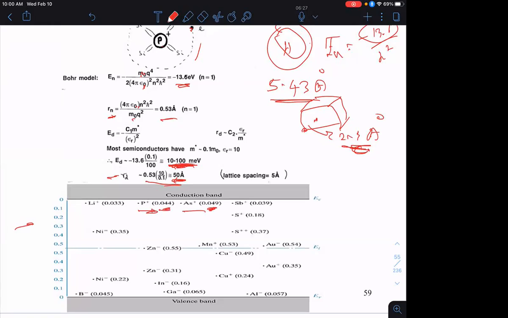The slight differences that you see are because a phosphorus nucleus is obviously different from an arsenic nucleus. So those introduce second order corrections. Those are called central cell corrections. Boron, a shallow acceptor, is 45 millielectron volts above the valence band. Other column 3 impurities are over here.